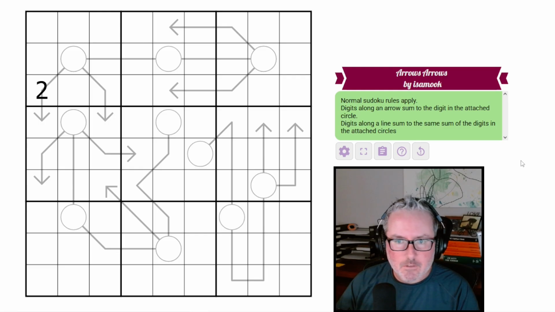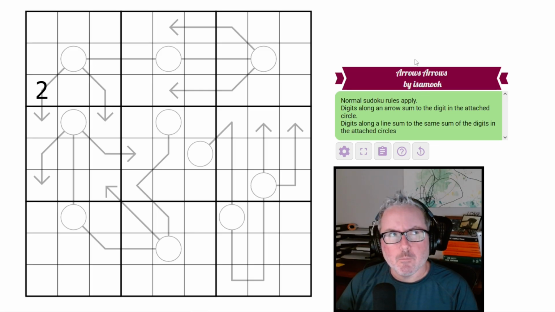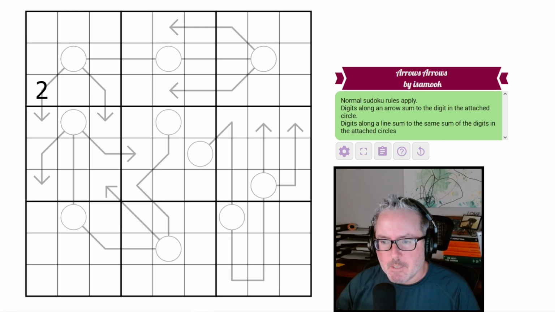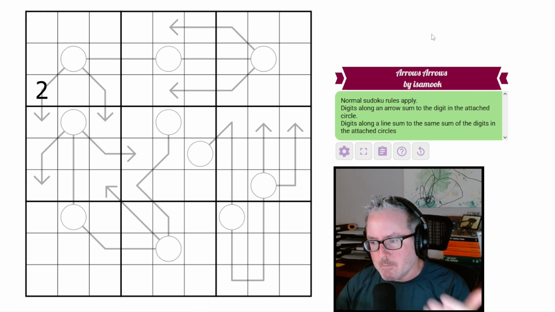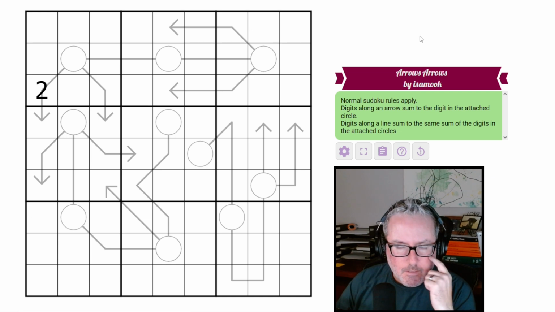Today we have a good looking arrow puzzle in front of us. It is called Arrows Arrows. I wonder why. It's by isamook. I don't think I've seen this setter before, but maybe I have. Anyway, doesn't really matter. Good to see a new setter if they are a new setter. So with that said, let's take a look at the rules.